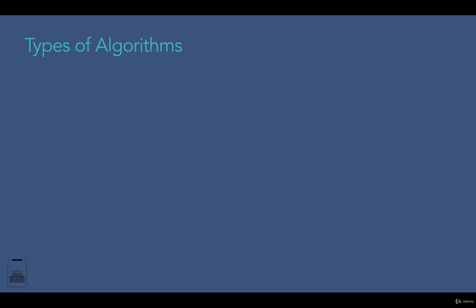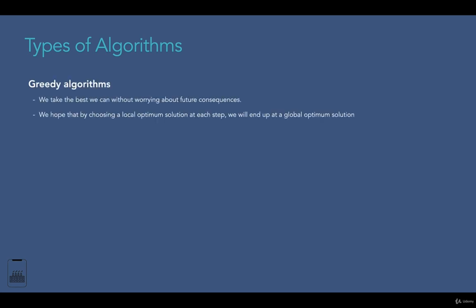The next type of algorithm is the greedy algorithm. These algorithms are also used for finding the best solution. They work well for optimization problems. A greedy algorithm works in phases. At each phase, we take the best we can without worrying about future consequences. We hope that by choosing a locally optimal solution at each step, we will end up with a globally optimal solution.